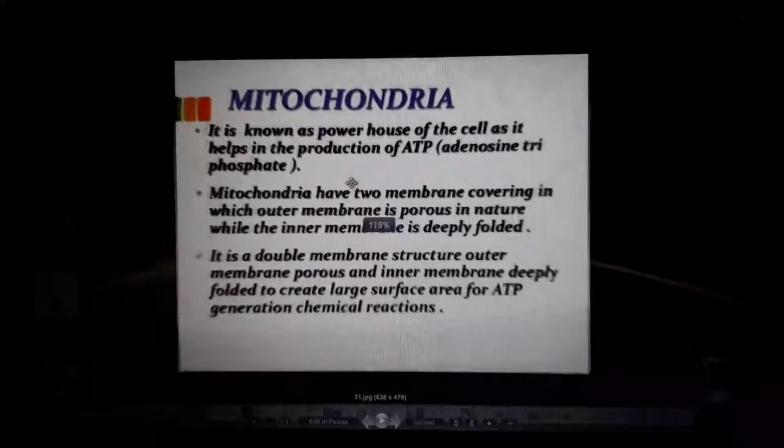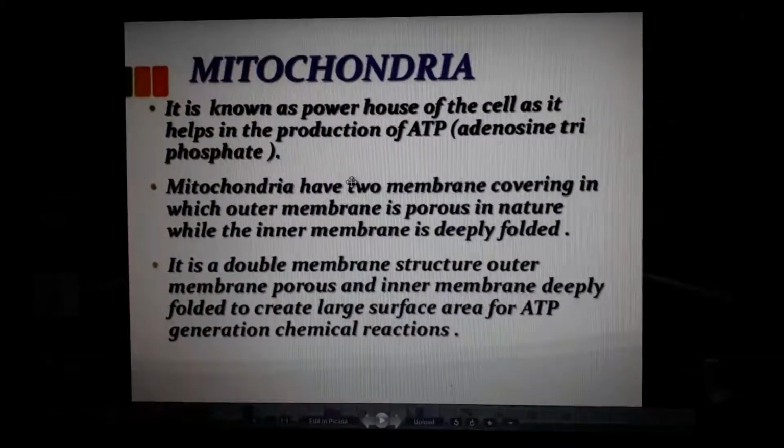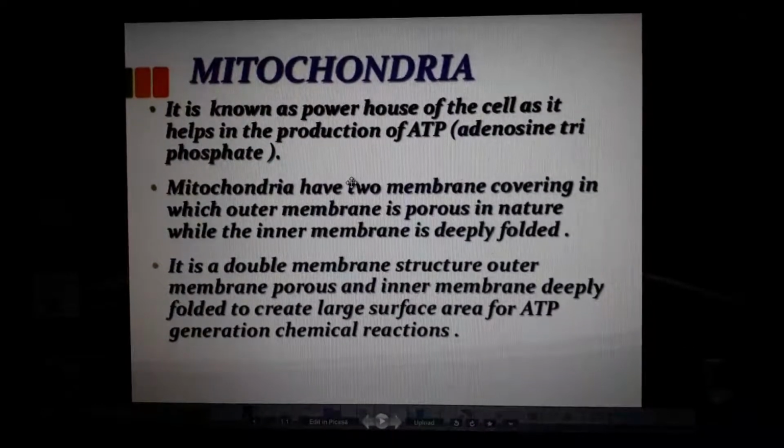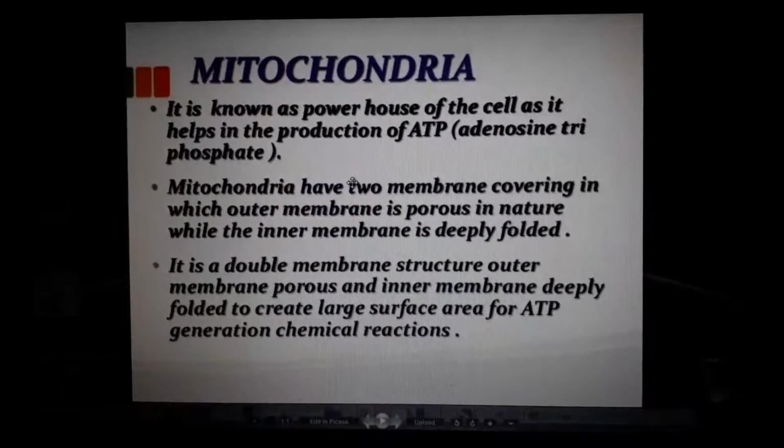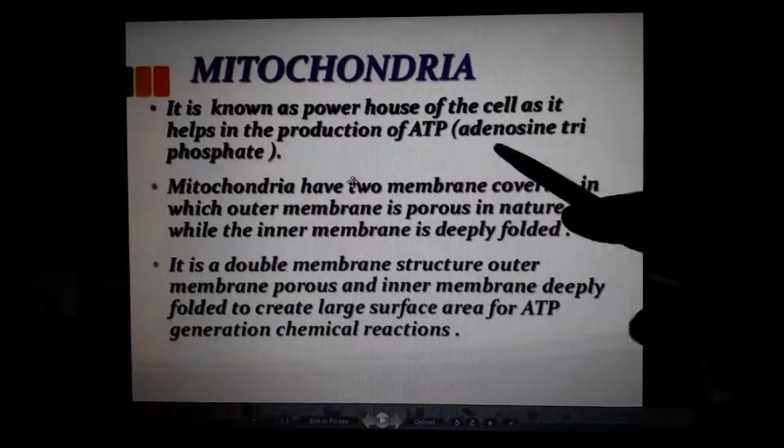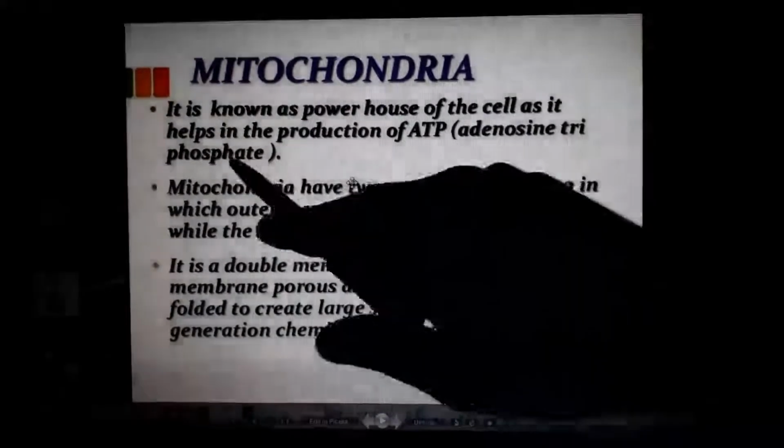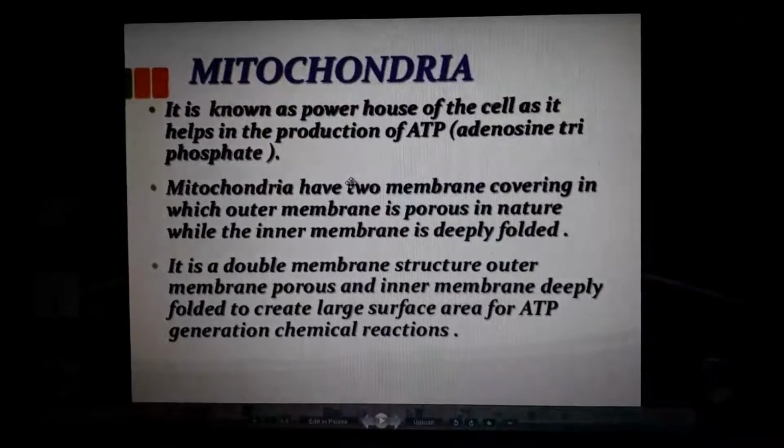Mitochondria, very important, okay? Mitochondria is very, very important. It is known as the powerhouse of a cell as it helps in the production of ATP. This is the energy we have. This is the mode of energy which we have in human beings.